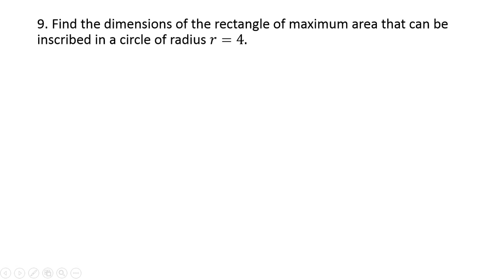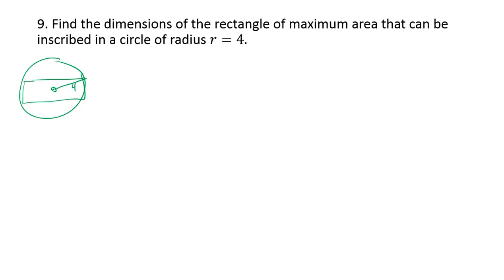Alright, so with this one, we've got a figure with a circle circumscribed around a rectangle. We're told that the radius is 4, and we want to be able to maximize the area of the rectangle. So what are the dimensions of this rectangle?